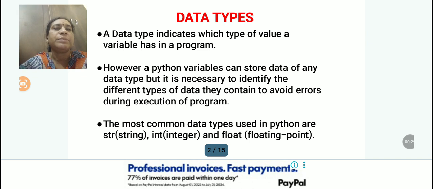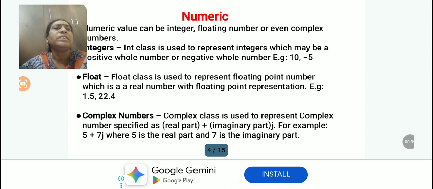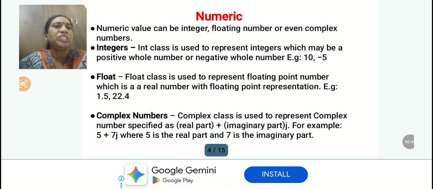We have different data types used in Python. The very important basic types are string, integer, and floating point. First we are going to discuss the first basic data type, that is numeric. Numeric values can be integer, floating point, and even complex numbers. Can you understand? Numeric can be an integer, a floating number, or even a complex number.